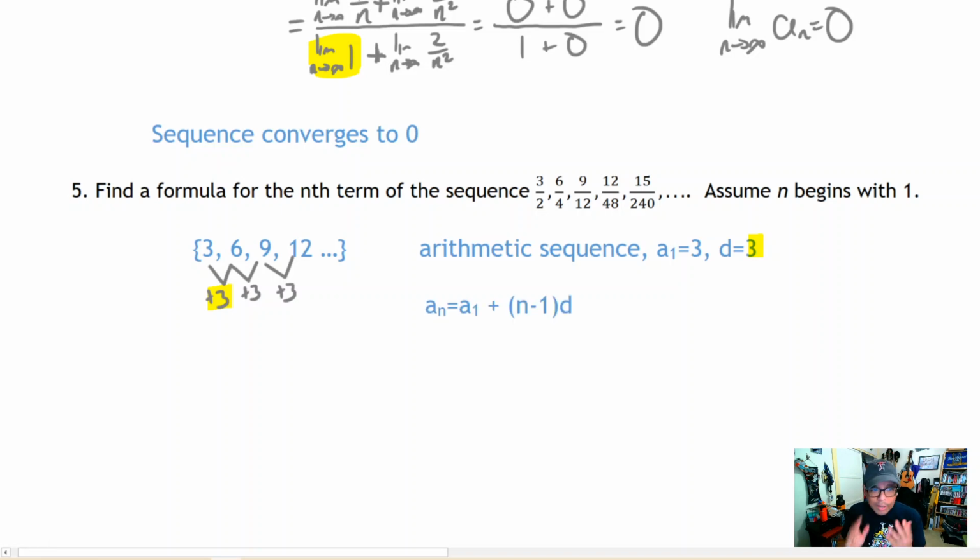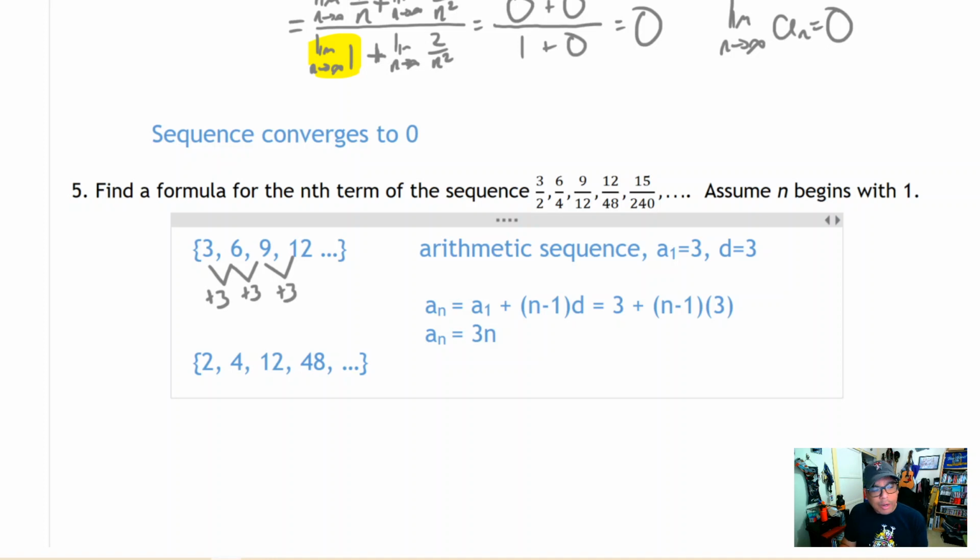We saw before that the explicit formula for an arithmetic sequence is a1 plus n minus 1 d, which for this sequence is going to be 3 plus n minus 1 multiplied by 3. So the explicit formula is an equals 3n.